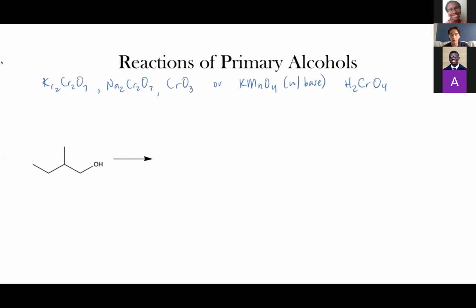Okay, and so when these reactants are used in an aqueous environment with an acid, a primary alcohol will be oxidized first to an aldehyde, which can't be stopped there. So even though you're going to create this aldehyde to start, you're unable to prevent the further oxidation. And so after the aldehyde forms, the next stage is the aldehyde will be turned into a carboxylic acid.